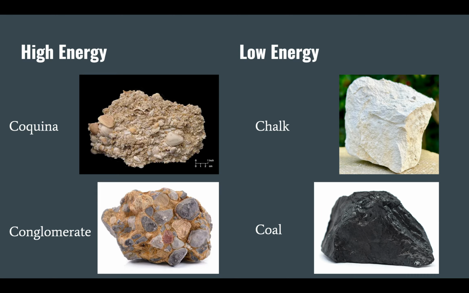Sedimentary rocks can form in many types of environments, including high energy and low energy environments. Two examples of sedimentary rocks that form in high energy environments are coquina and conglomerate. As you can see, these rocks have large fragments, indicating that a lot of energy was needed to move them and compact them into rocks.